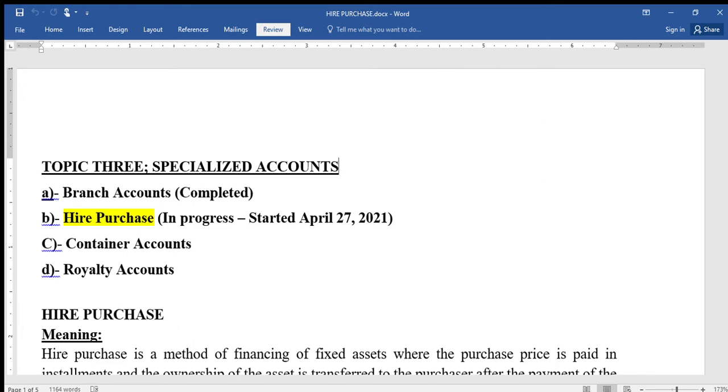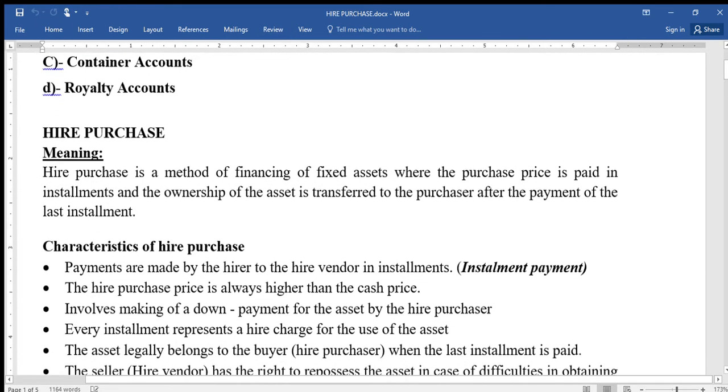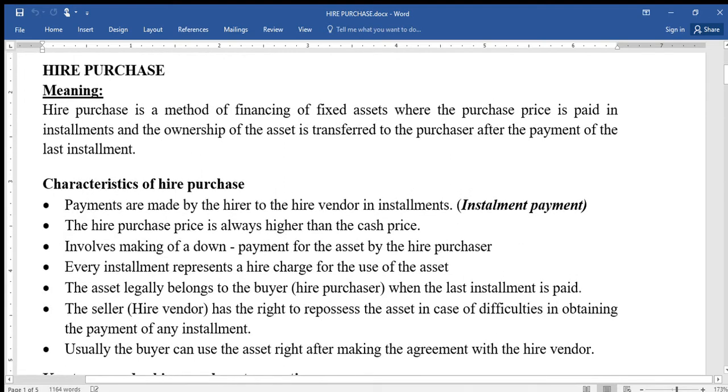So we shall first look at the meaning of hire purchase. Hire purchase is a method of financing fixed assets whereby the purchase price is paid in installments and the ownership of the asset is transferred to the purchaser after payment of the last installment. That's what we call hire purchase: buying fixed assets in installments, and transfer of the property is done upon payment of the last installment.